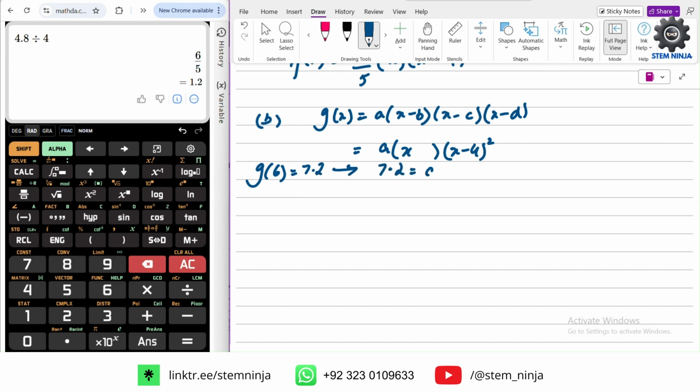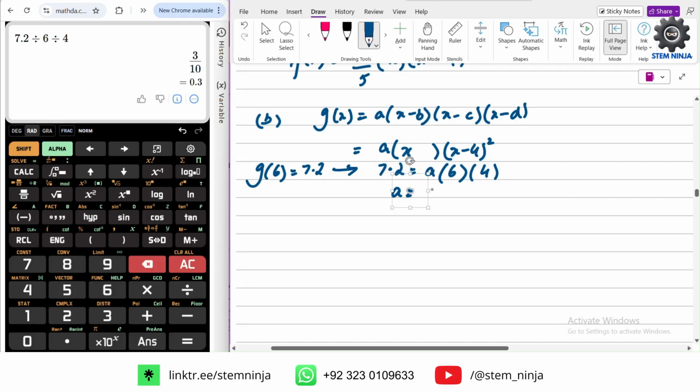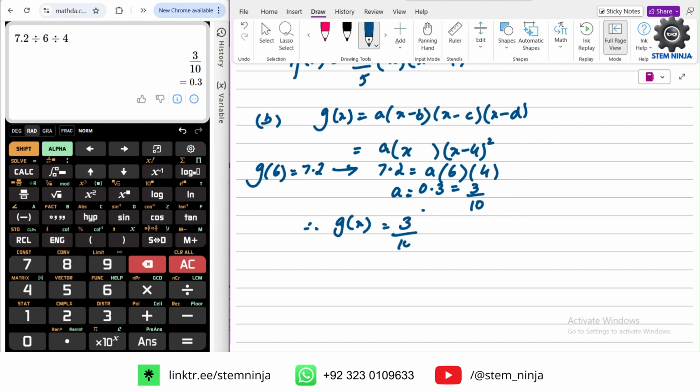7.2 equals a times 6 times (6 minus 4) squared, which is basically 4. So a would be 7.2 divided by 6 divided by 4, or 0.3, or 3 by 10. So meaning your g of x can be written as 3 by 10 times x times (x minus 4) whole squared.